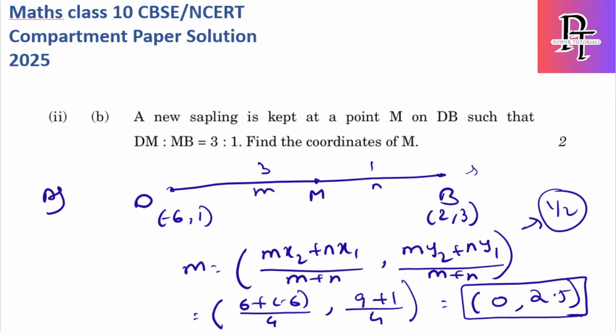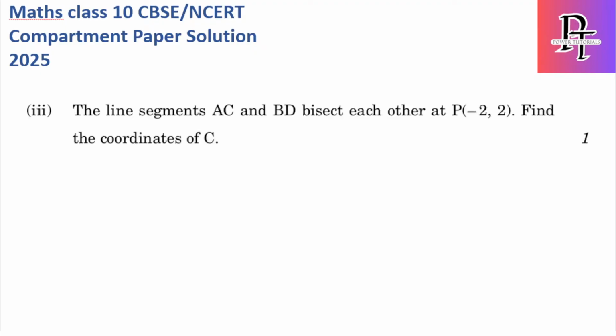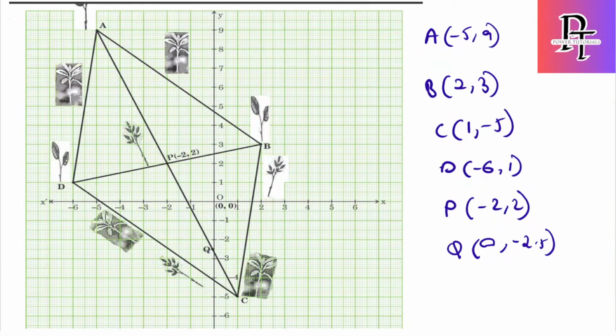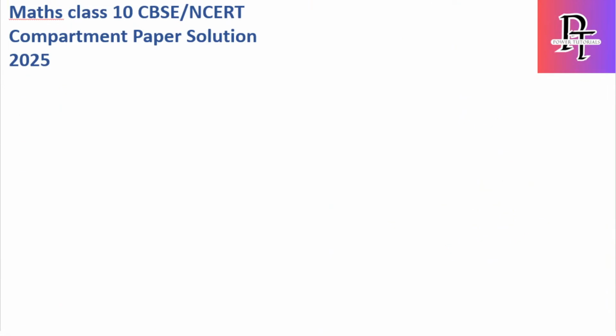Okay, let's see the last question. It's also 1 mark. The line segments AC and BD intersect at point P, find the coordinates of C. So as per the graph sheet itself, you already know the coordinates of C is 1 comma minus 5.